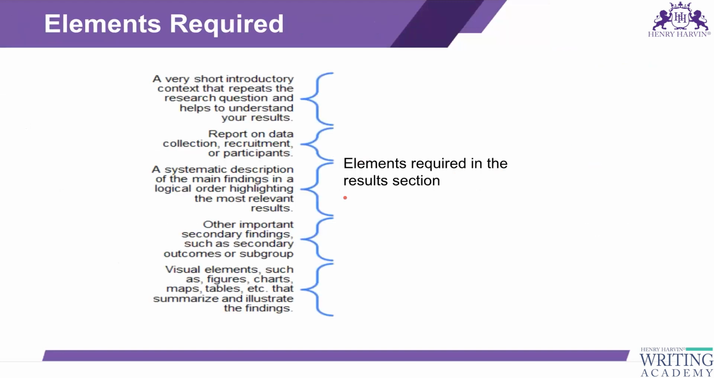Elements required in the result section. So what elements do we need? A very short introductory context that repeats the research question and helps you understand your result. Basic understanding. Report on the data collection, recruitment, and participants. If you did an experimental research, who were the people who helped you? Okay, a systematic description of a main finding in a logical order highlights the most relevant result. Means what is the crux of your whole research? What is the topic? Other important secondary findings such as secondary outcomes or subgroups.